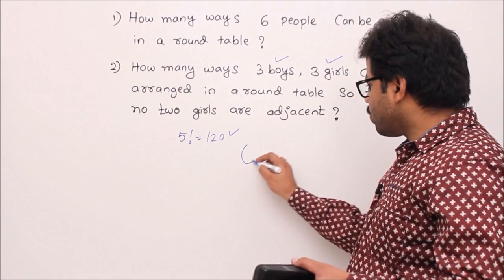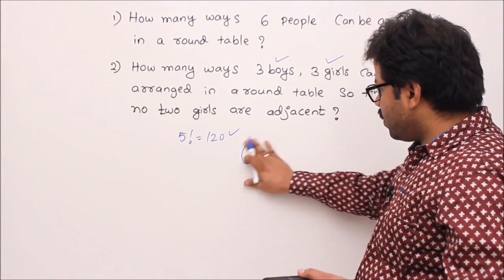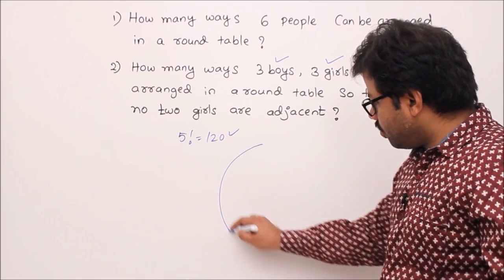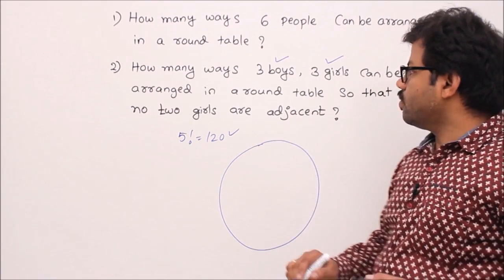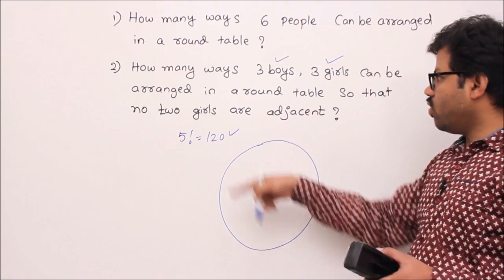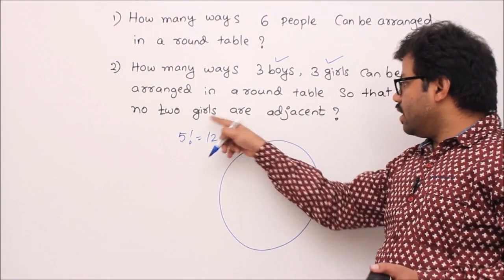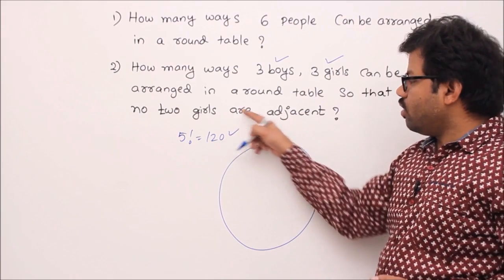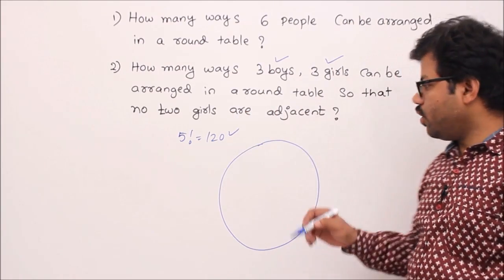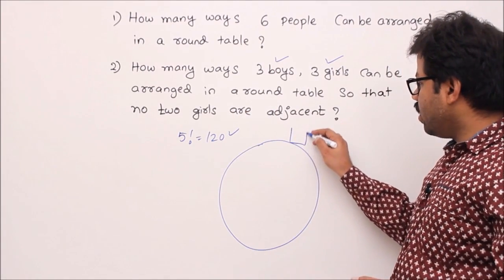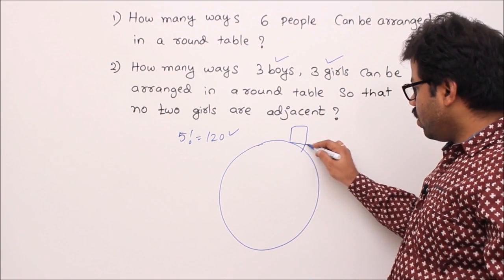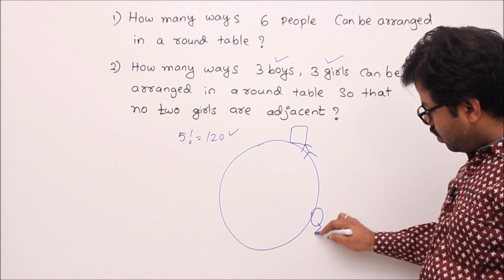Let's imagine a circle first. Okay, so this is a circle. In that we have to arrange, because it's a round table, right? 3 boys and 3 girls should be arranged. But the girls should not be adjacent. For that, to have that condition, I arrange the boys first. I arrange the boys at the table.